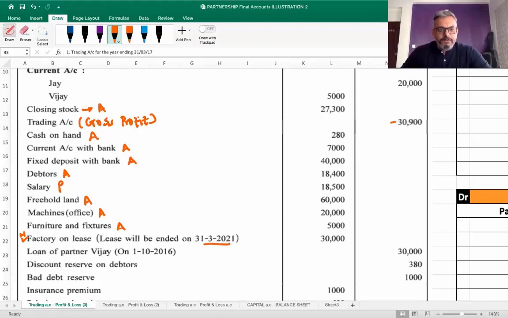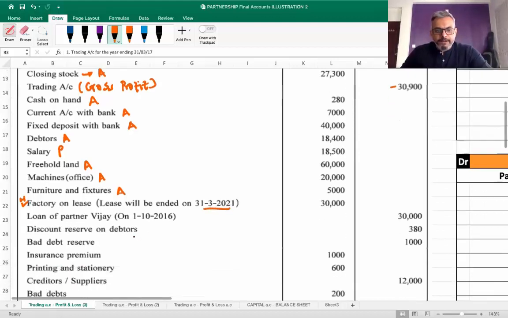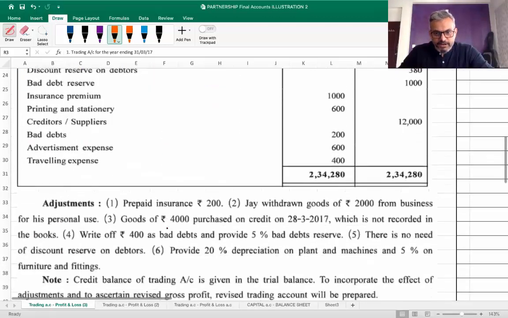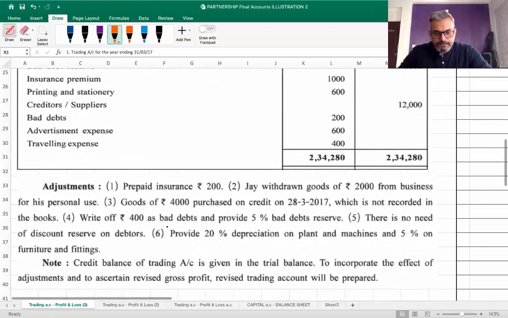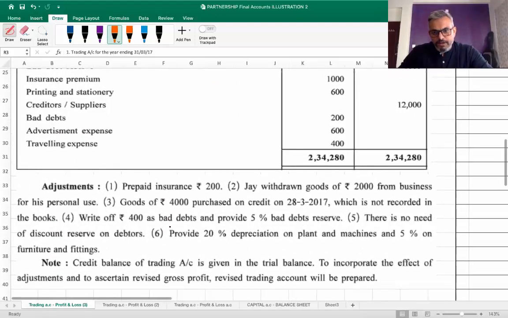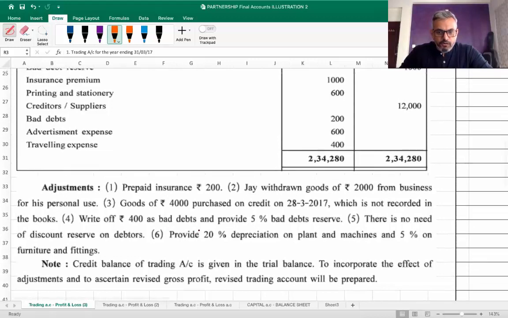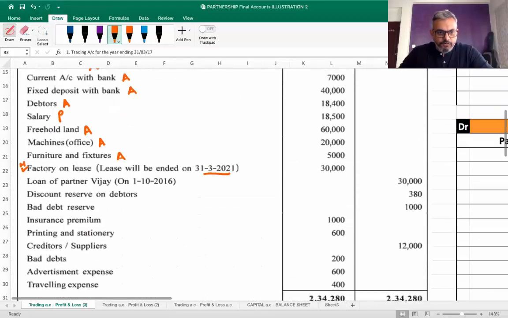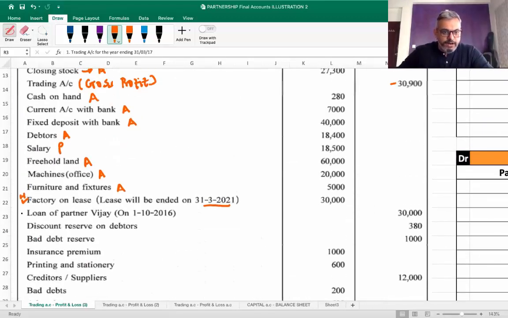Loan of partner Vijay. Now the partner has given a loan to the firm, so the firm has to pay 6% interest on the loan if no information is given. Let's check, is there any information given for it? No information is given for it. So here we have to do this adjustment. Again, it's a hidden adjustment. Interest on loan from 1/10/2016 at the rate of 6%.